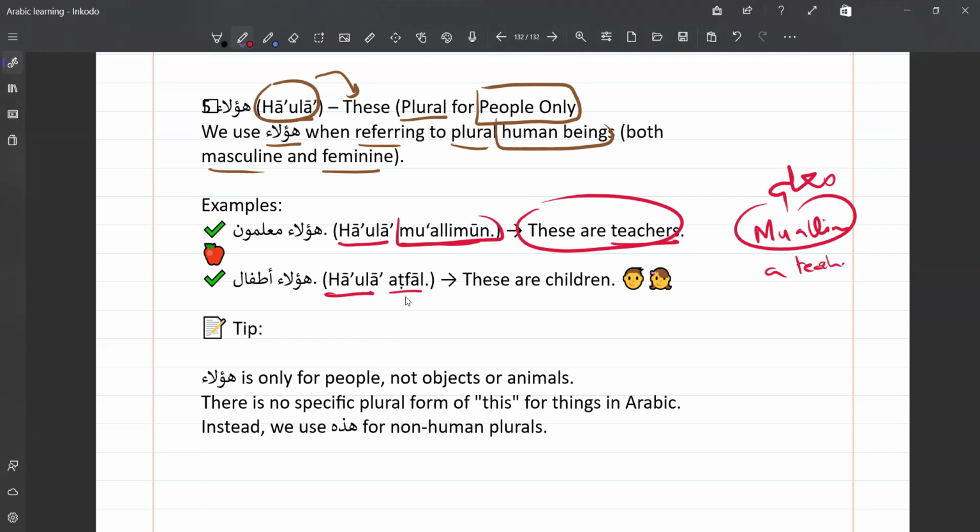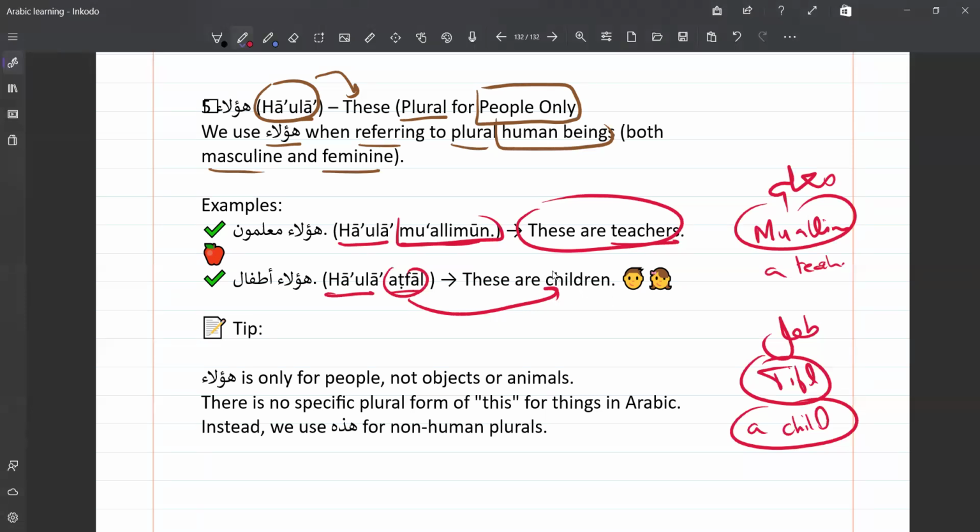Similarly, you will say haulai atfal. Tifl is a child in Arabic. So if you say the word atfal, it means children, plural of child. So you will say haulai atfal. These are children.